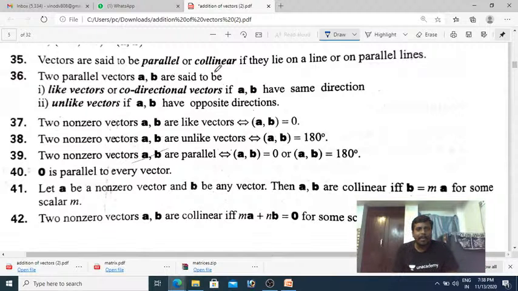Vectors are said to be parallel or collinear if they lie on a line. Okay, this is a line having these vectors. This is A bar, B bar, C bar. When three vectors lie on a line, those three vectors are parallel or collinear. This vector passes through this point, this vector is passing through it. At this point, all are collinear.